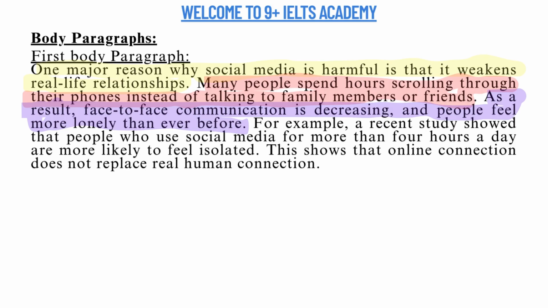Here, you're showing the consequences of the behavior in the previous sentence. You used a linking phrase, as a result. That's excellent. Examiners love clear transitions. You also used emotionally meaningful words like lonely. That adds depth to your argument. Always try to explain what happens next. That shows deeper thinking. Sentence 4 is an example.